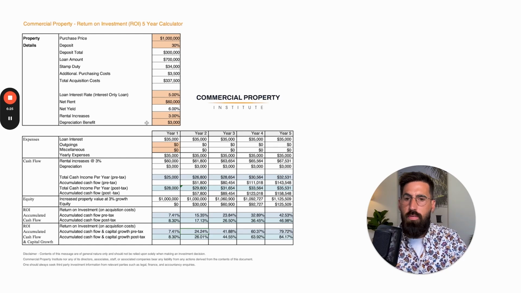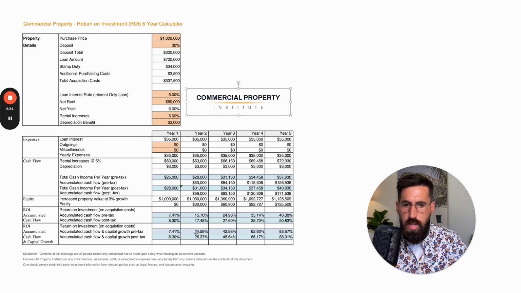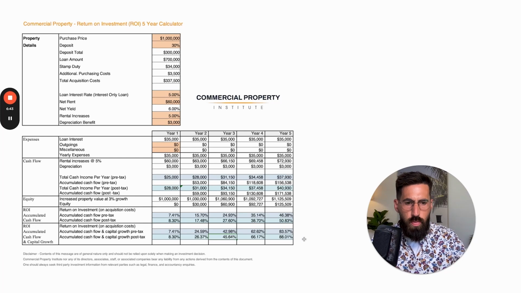Where this becomes even more powerful is if we can get the assumptions that we actually want. So let's just say we got 5% fixed rental increases for 5 years. You can see this makes the numbers much more attractive where we get like a 26% return on investment and then a 45% and then 66%. So you can see within, say, 6 years or so, you've actually paid back your investment, which is a really good return.